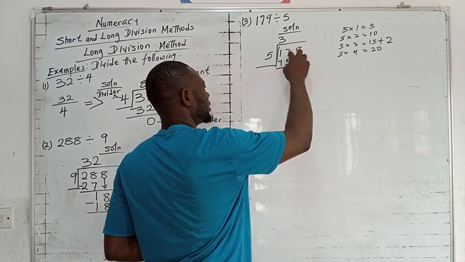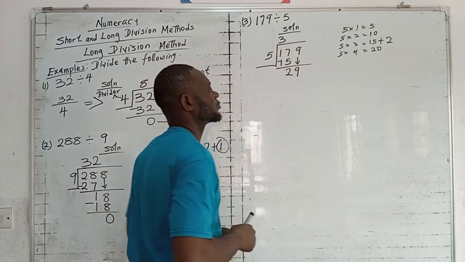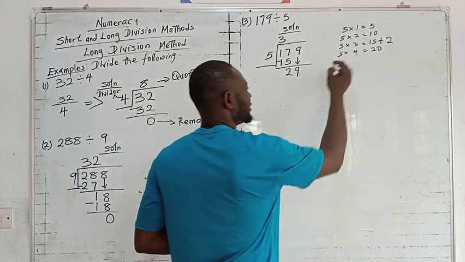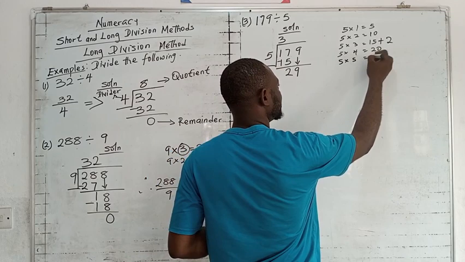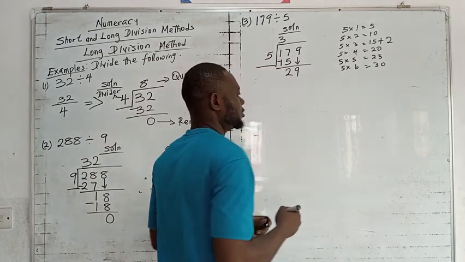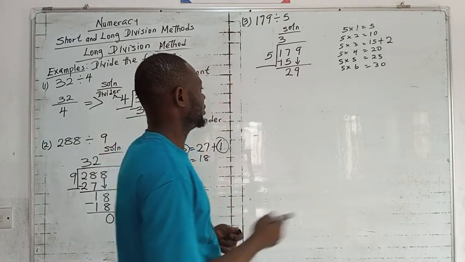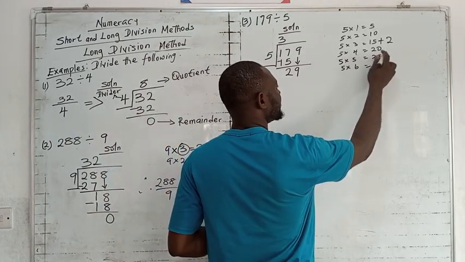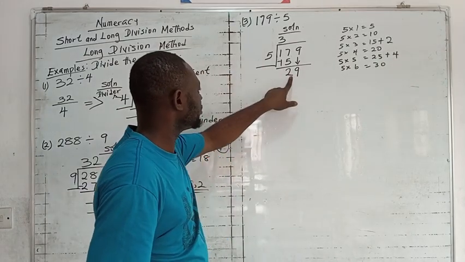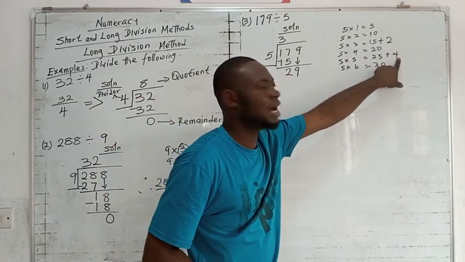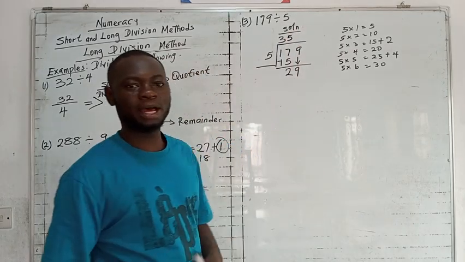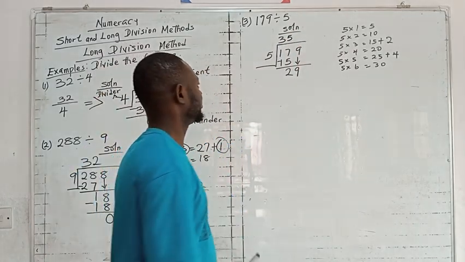5 divided 29 is what? Let's extend. 5 times 5, 25. 5 times 6, 30. See, we are more than 29 already. Now, you notice that 5 times 5 is 25, and 25 plus 4 is 29. Meaning that 5 divided 29 is 5 remainder 4. So we write our 5. What do we do to the remainder? Put it in the trash can.